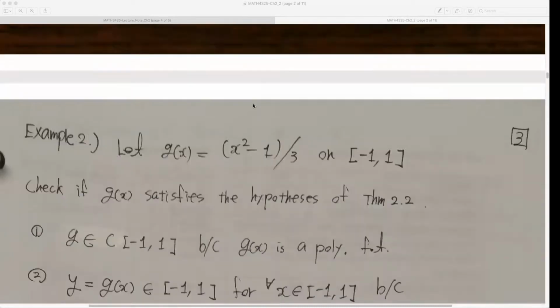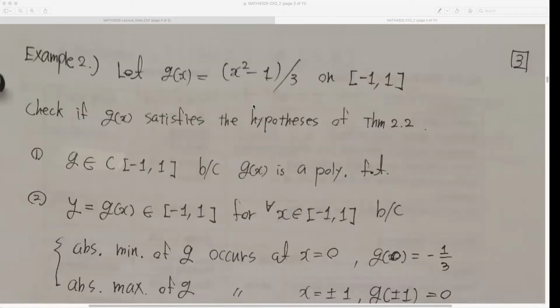Okay. So now let's see example 2. We proved theorem 2.2, but it's a little bit abstract. We feel like it's too abstract about the concept, I mean the concept of the fixed point iteration method.